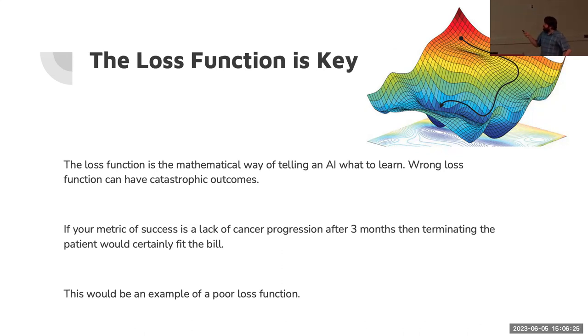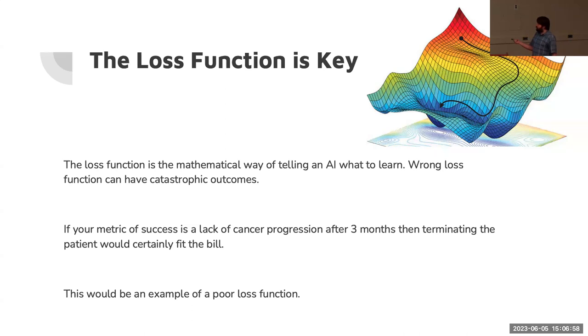So what is a loss function? It's really key that you get the right loss function because it's telling the AI, the model, what it should learn. I have this really morbid example. If your metric of success is a lack of cancer progression after 3 months, then if I terminate the patients, the cancer won't progress. I've solved the problem. The other morbid joke I make with cancer is that it's really easy to kill or destroy cancer. It's keeping the patient alive. That's the problem.